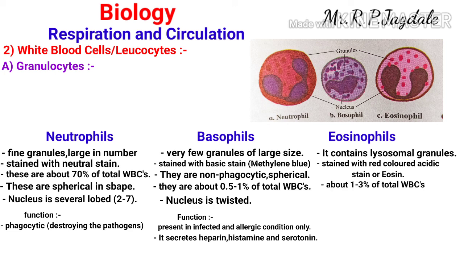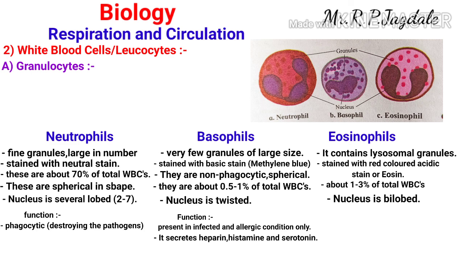Acidophils or eosinophils are about 1 to 3% of the total WBCs. That means their number is also small. Another characteristic feature of the eosinophils is that the nucleus is bilobed. You can see the structure of a bilobed nucleus. It is a differential characteristic, so you can easily identify or differentiate neutrophils, basophils and eosinophils.